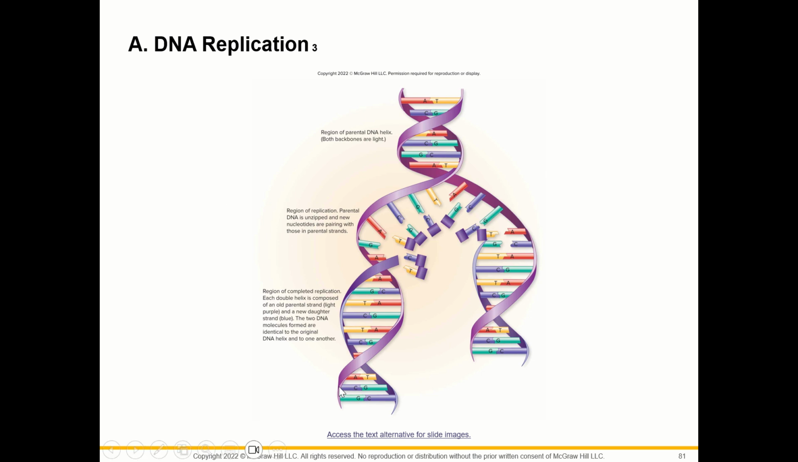So the light purple is the old strand, and this dark purple is the new strand. And the two DNA molecules formed are identical to the original DNA helix and to one another. Now, can there be mistakes in any of these processes that we've talked about so far? Absolutely. And of course, some of these mistakes, which are called mutations, can be harmful. Some can be beneficial, and some can be neutral.